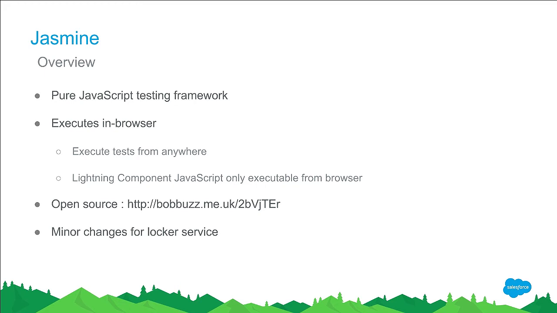And as I say, key thing for me, only minor changes to get it working with the Lightning Locker service, whereas when I tried QUnit, I had quite a lot of issues, and I just kind of lost interest. I was having to change so much of it, it seemed like there was no real benefit to it.